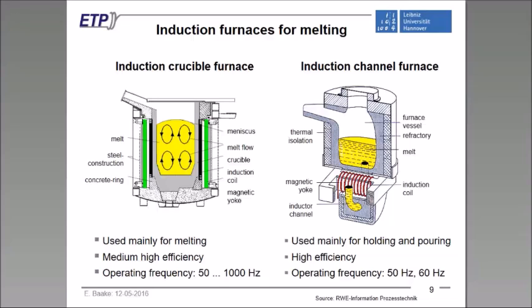On the other hand, we have the induction channel furnace, where we have a furnace vessel which can be very large, and below this vessel there are one or two so-called inductors, and the inductors itself consist of an induction coil, a magnetic yoke, and the inductor channel, where the secondary, where the induced current leads to the Joule heat and heats the channel up, and due to the heat transfer, the whole melt can be heated. Also this I will explain later on. This device is mainly used for holding and pouring when we are speaking about iron and steel, but also for melting when we are speaking of non-ferrous metals. Due to its construction, the induction channel furnaces have a comparably high efficiency, about 90%, and the operating frequency is mainly line frequency.